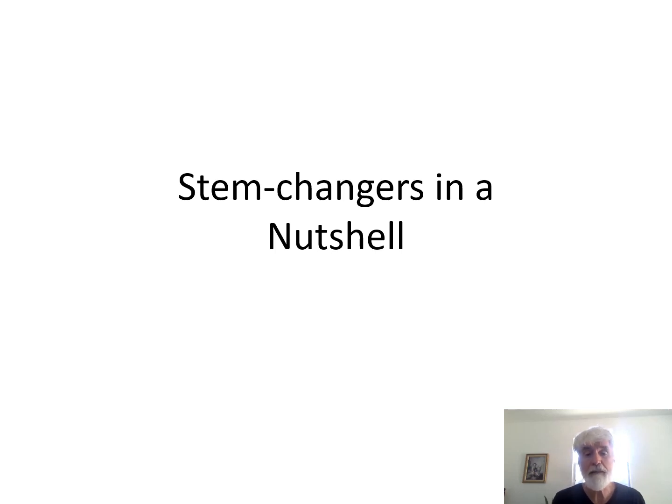Let's take a look at stem changing verbs. Okay, so we know that when we go to conjugate a verb in the present tense, we have to get the verb's stem. And in this particular case, these verbs will have a change in the stem. One of the vowels in the stem will change. Let's take a look and see what this is like.